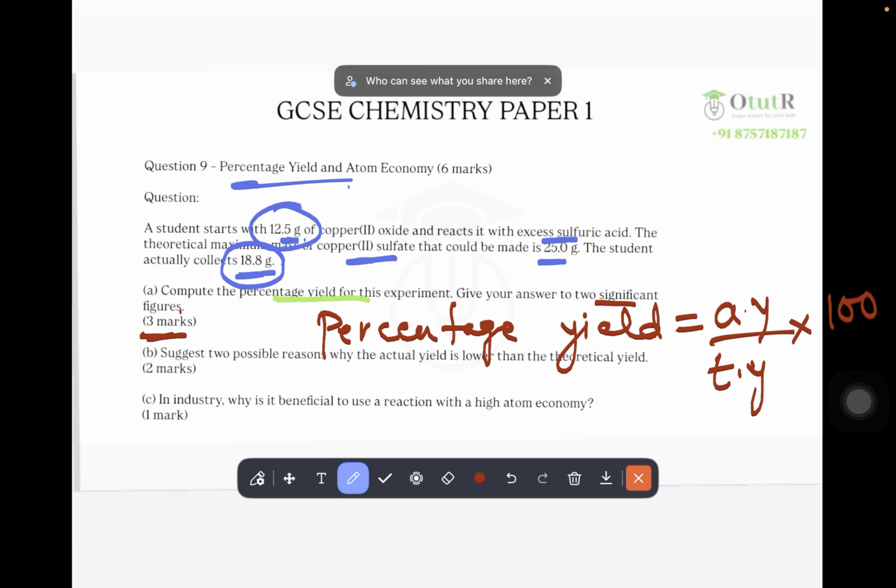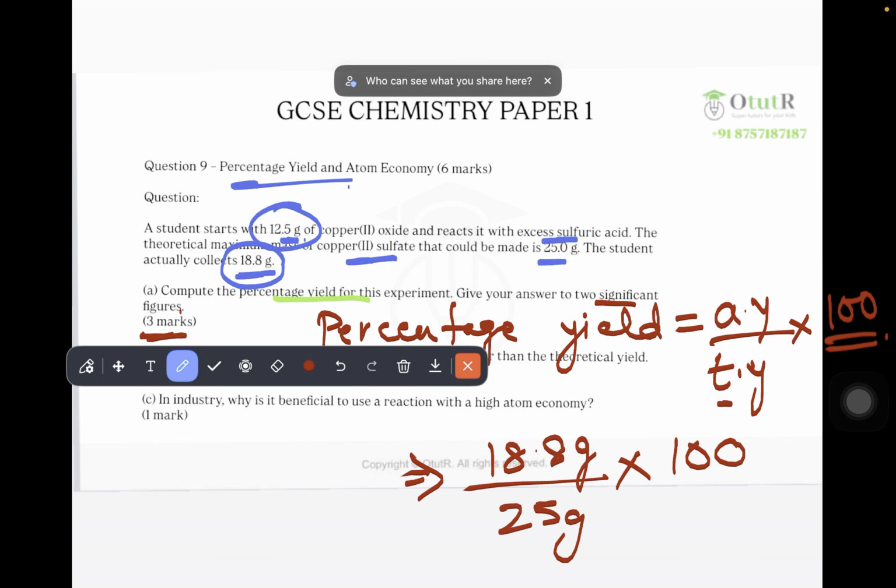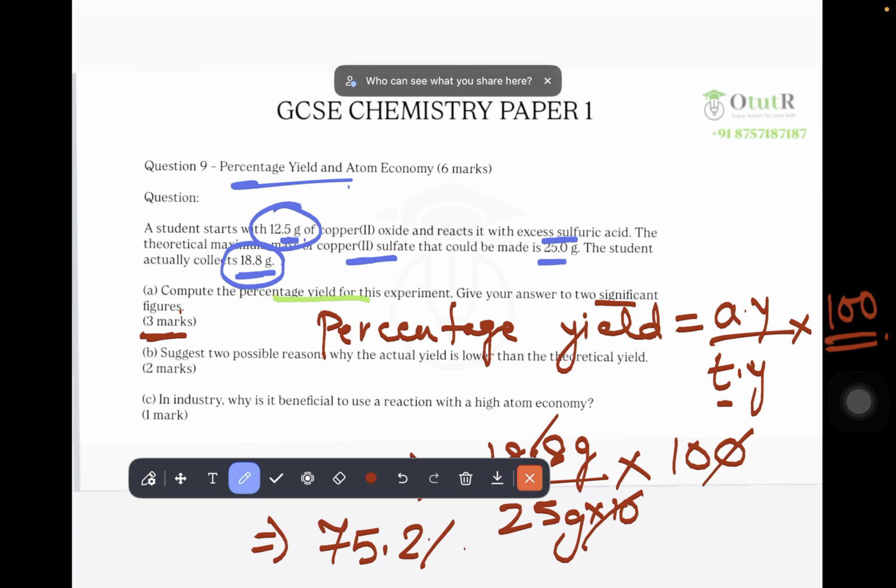So what is the actual yield? 18.8 grams. What was the theoretical yield? 25 grams. Times it by 100. So 18.8 upon 25. We'll remove the decimal point if you want. Solve it like this. Now you have 188 upon 25, which is 75.2%. The question specifically states that you have to give the answer in two significant figures. So the final answer, what you're gonna write is 75% is the percentage yield.